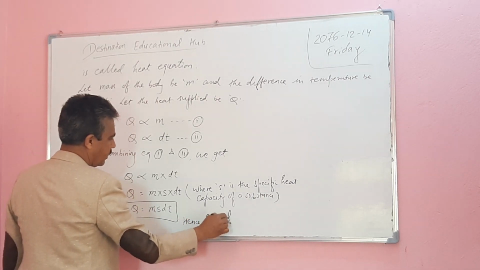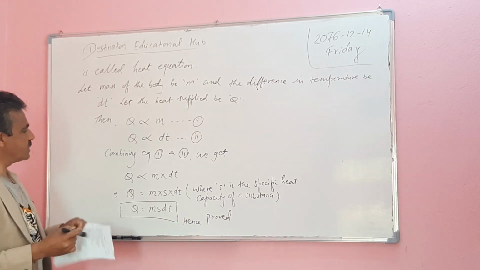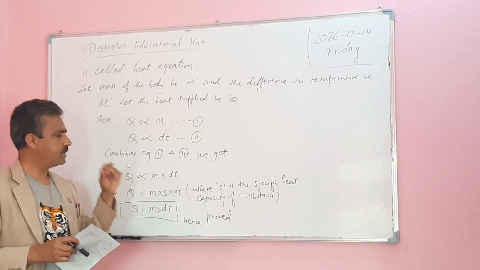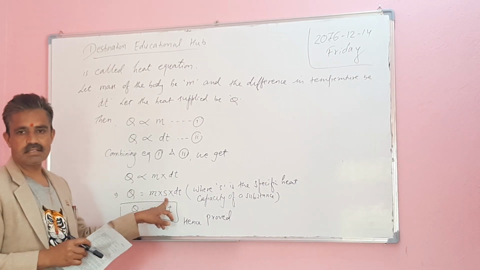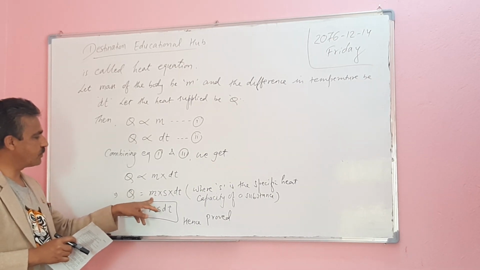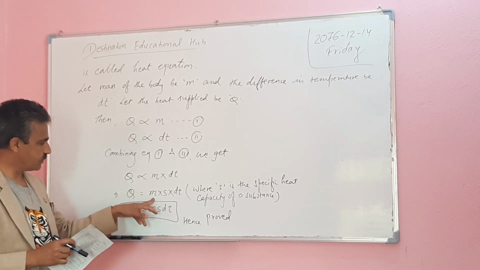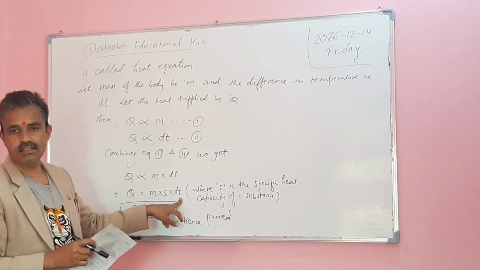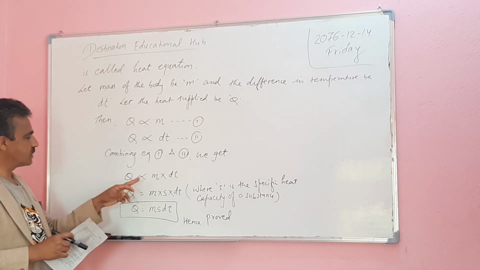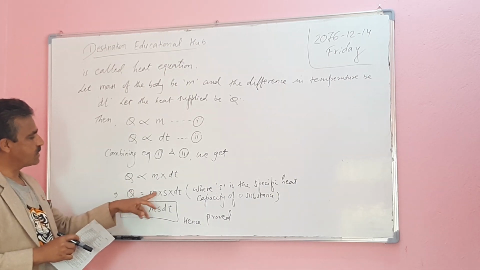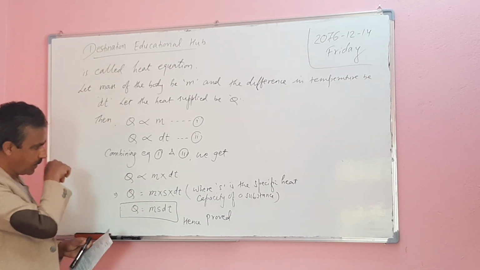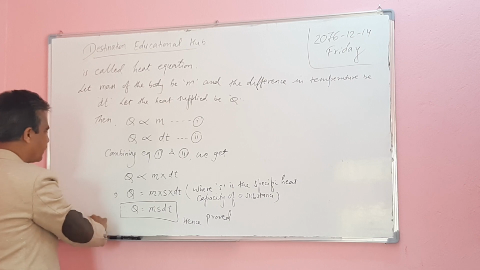Students, do you know what is S? Specific heat capacity. Specific heat capacity is defined as the amount of heat required to raise the temperature of 1 kg mass of a substance by 1 degree centigrade. So, how much heat is required to raise the temperature of 1 kg mass by 1 degree centigrade? That is called specific heat capacity. Okay, question number 3 is over. So, shall we go for question number 4?